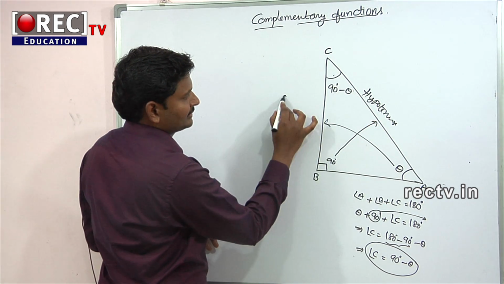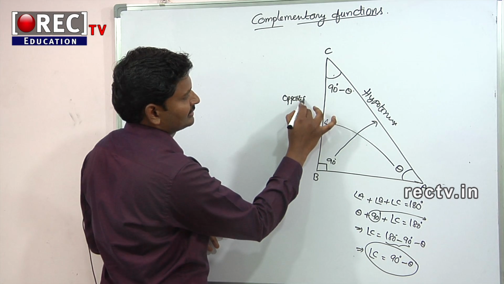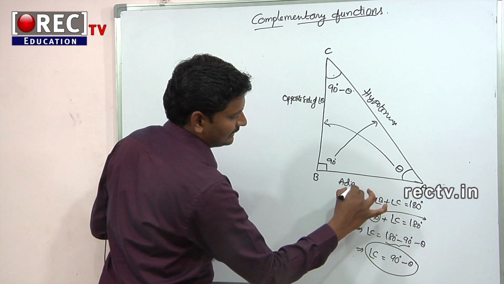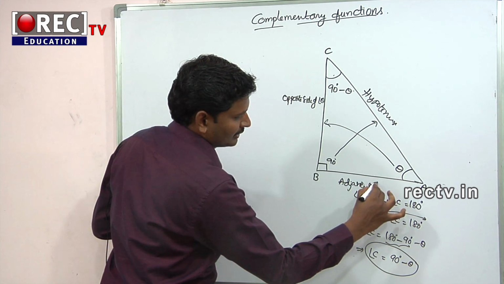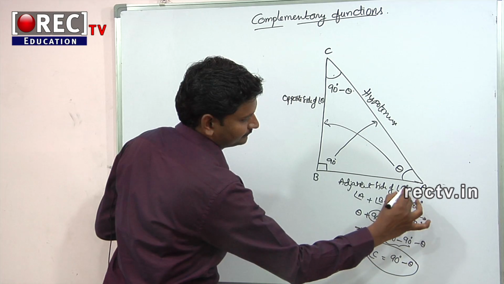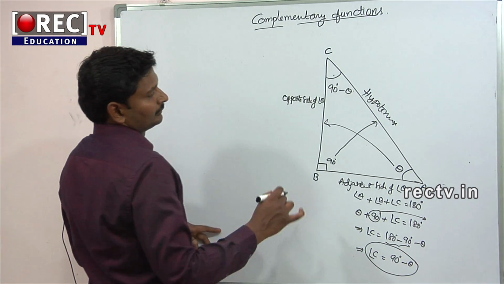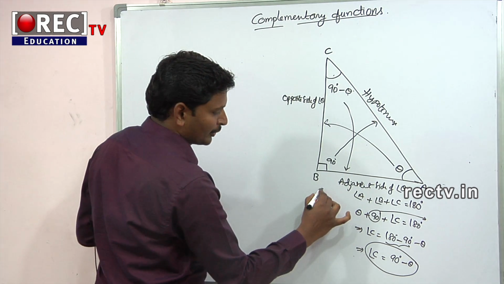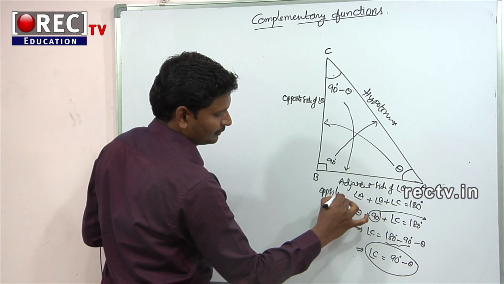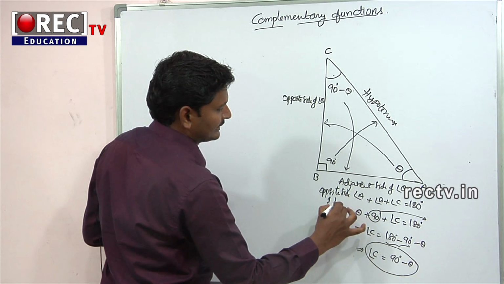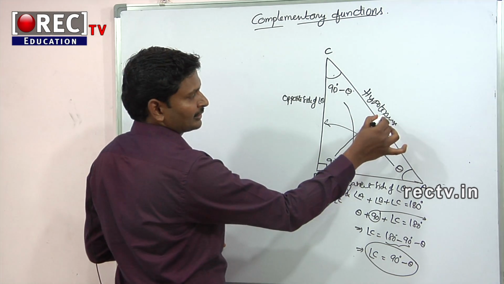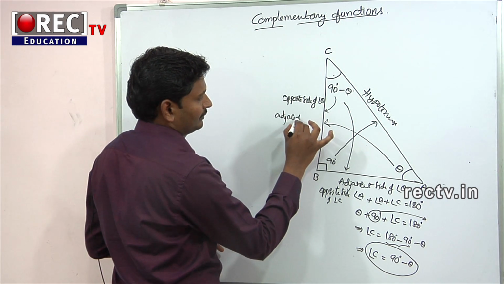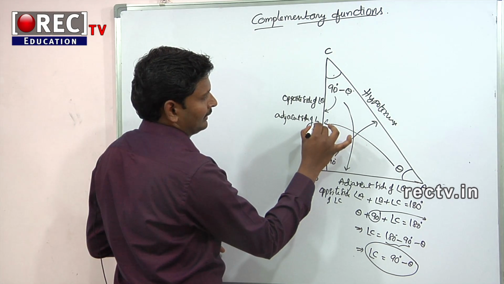And so this side is the opposite side of angle theta, and now this becomes the adjacent side of angle theta. For 90 degrees minus theta, this side becomes the opposite side of angle C, the hypotenuse is common, and this side becomes the adjacent side of angle C.